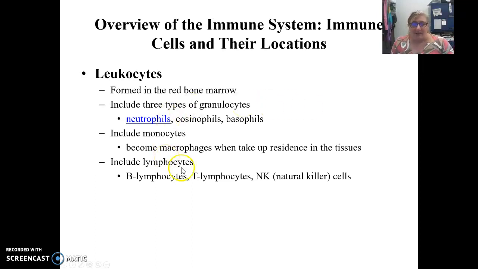We also have lymphocytes. Lymphocytes typically are considered our specific defenders or our immune system cells. So B and T lymphocytes are what make up our immune system. And then we have natural killer cells. Natural killer cells do not provide specific immunity. What they do is provide very good non-specific surveillance, and they constantly move around our system and attack any cells that contain non-self antigens on them.